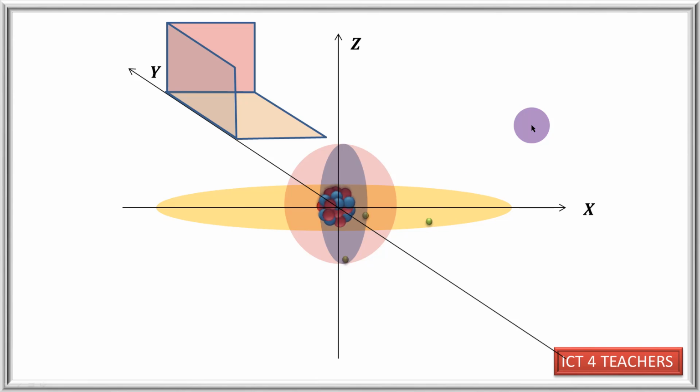Over here, you can see that I've got an atom where this is the nucleus of the atom. It is spinning about this axis. And then we've got a few electrons revolving around the nucleus. And then the whole of this is the atom.